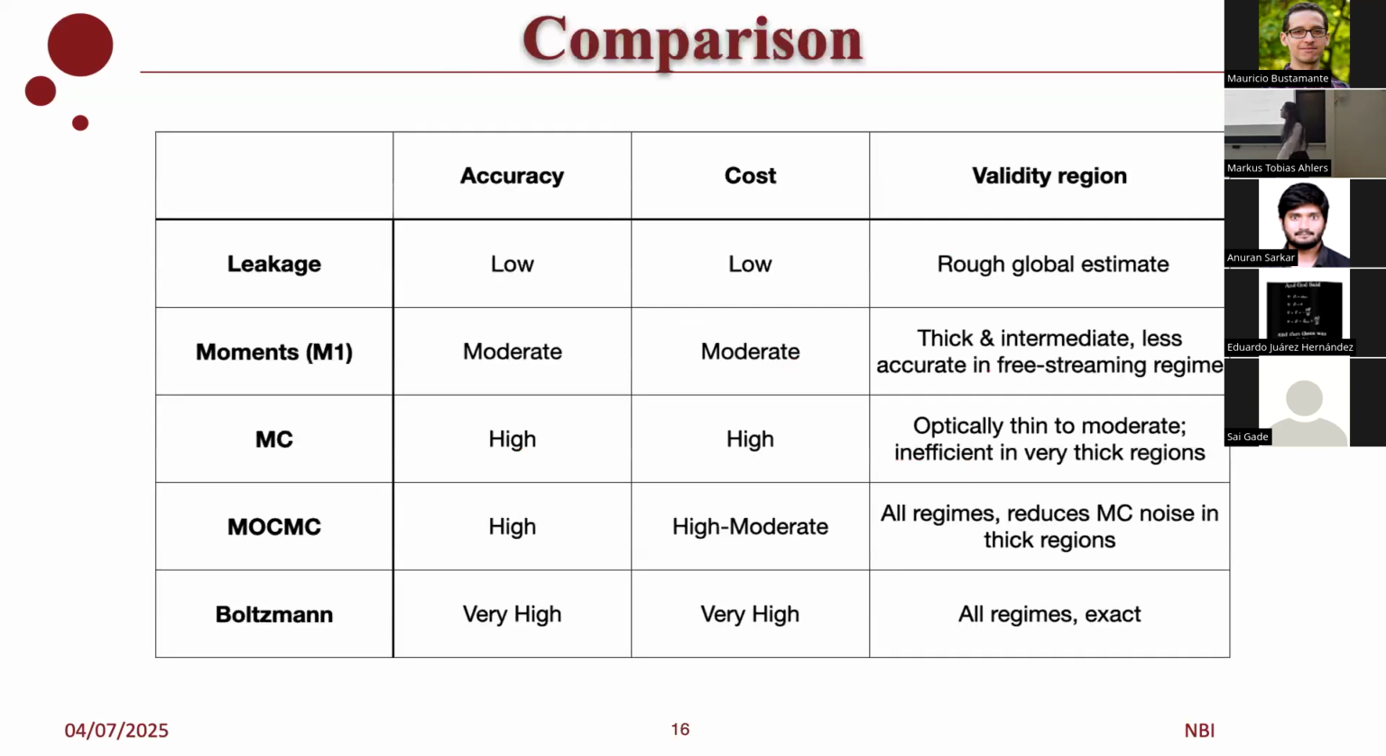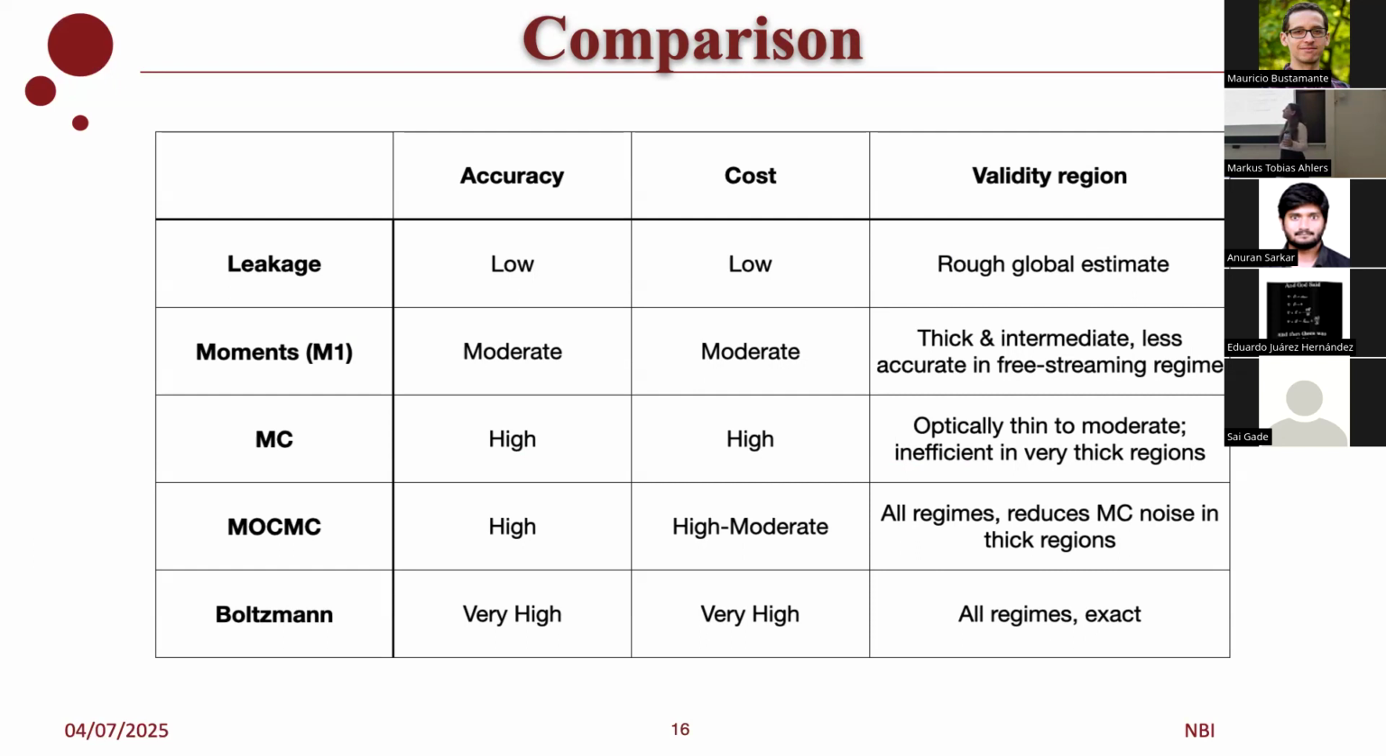Okay, so to sum up these different approximate schemes, there are many more, by the way, and there are a lot of different variations, for example, for leakage or for moments. For leakage, for example, you can imagine instead of having one energy, you can have a spectrum of energies.